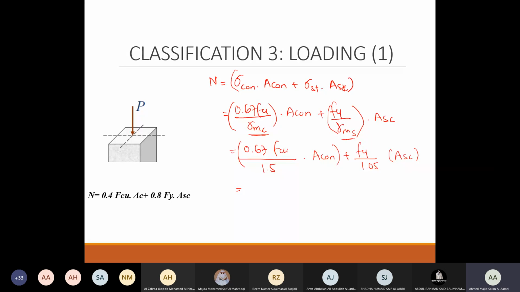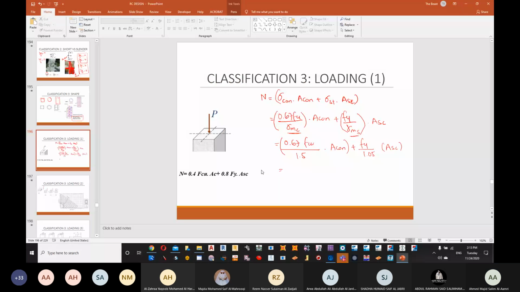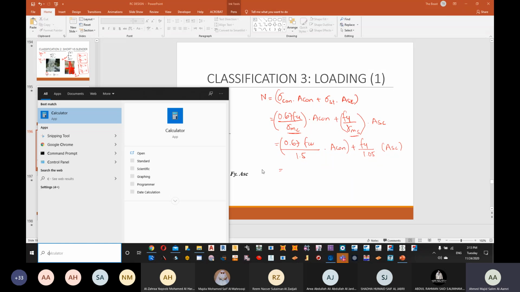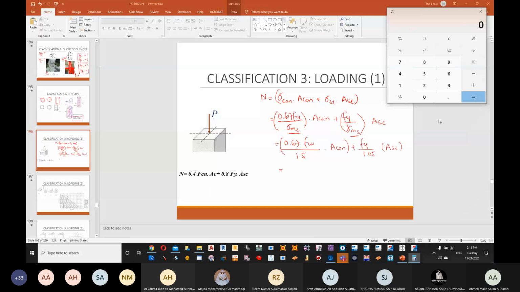Now, if we use a calculator to divide 0.67 by 1.5, it is 0.446.